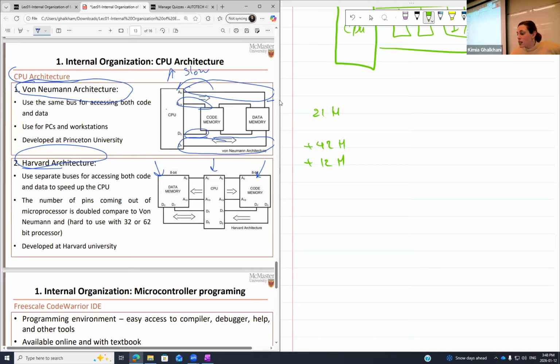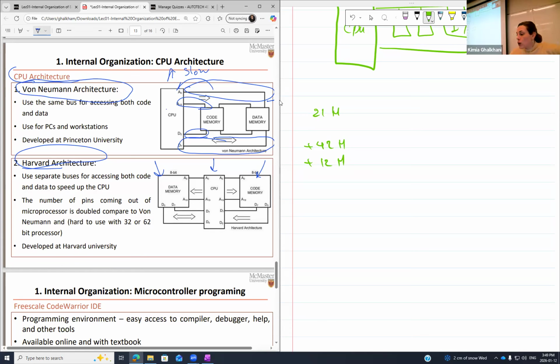In fact, it has a lot of pins in order to process all of that information. A lot of input output, more pins. But when we have Von Neumann architecture, we do have fewer input output pins, and we have only the same bus to process everything. Hopefully everybody can understand this.